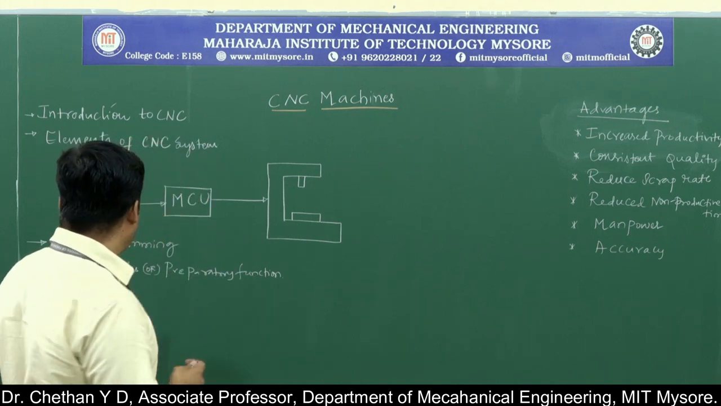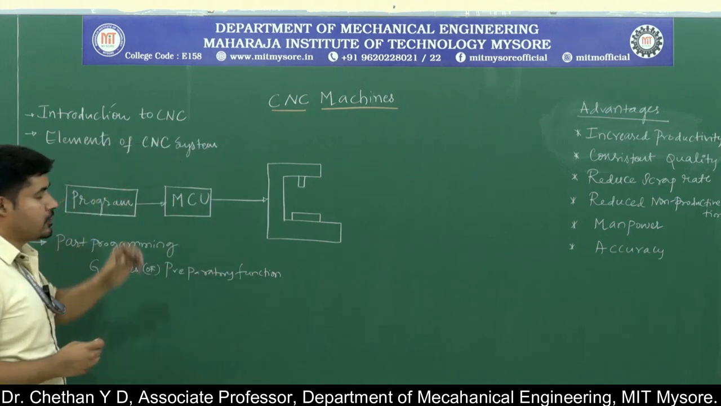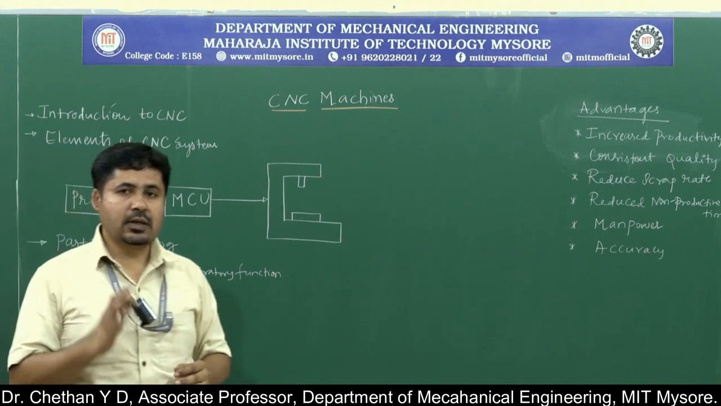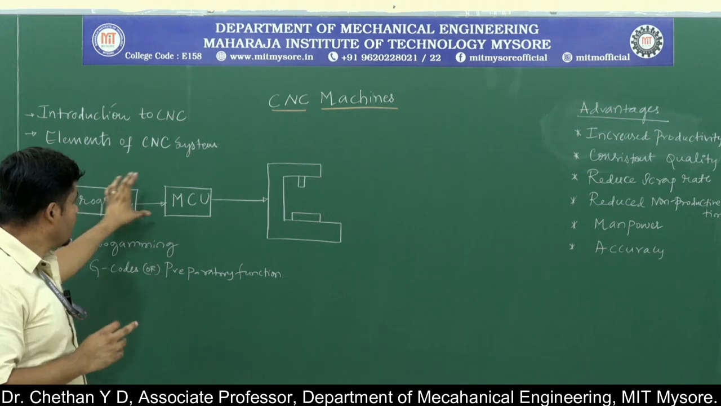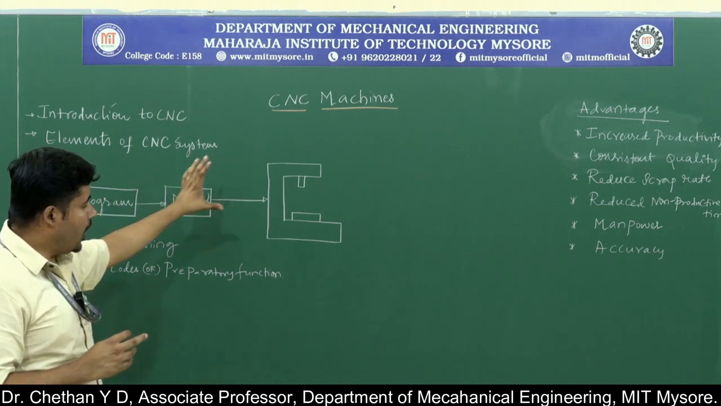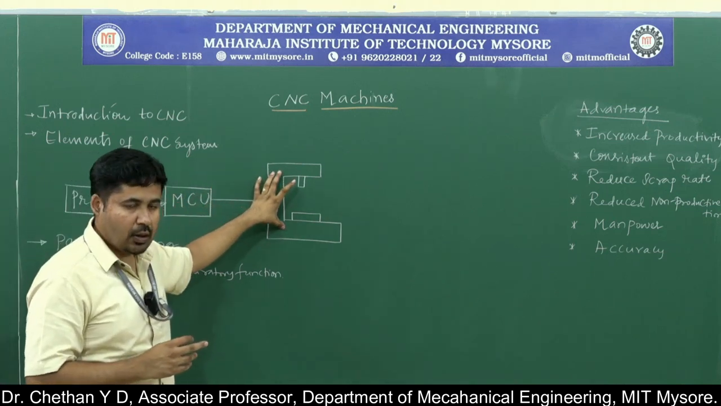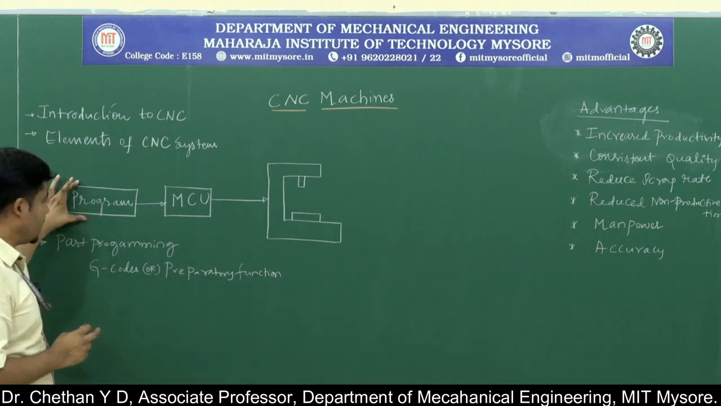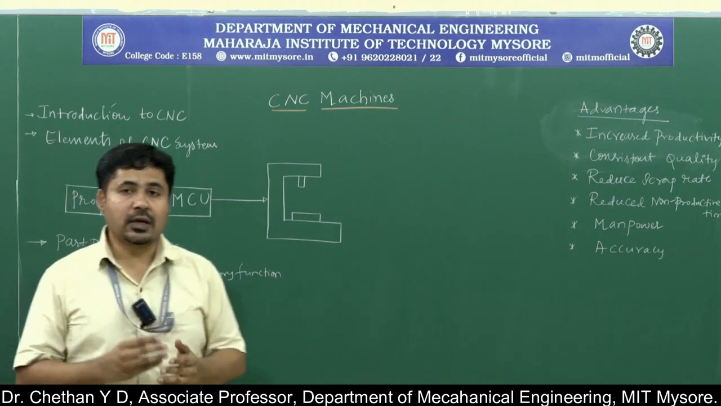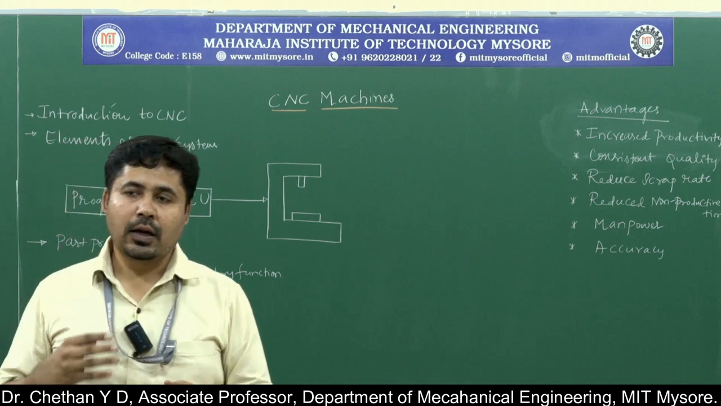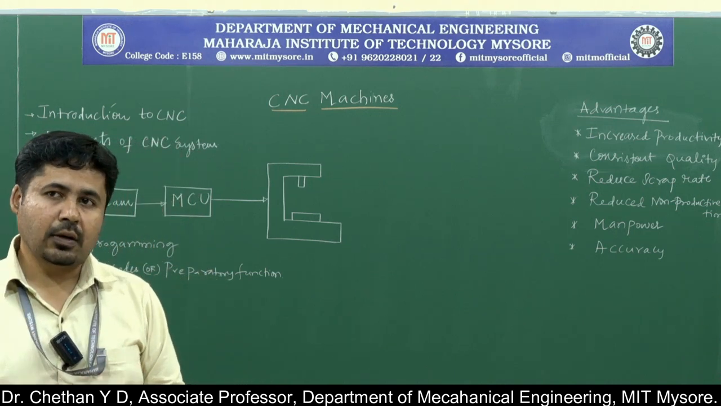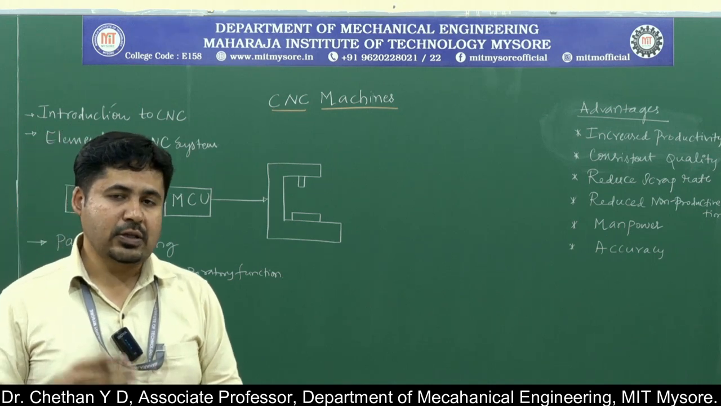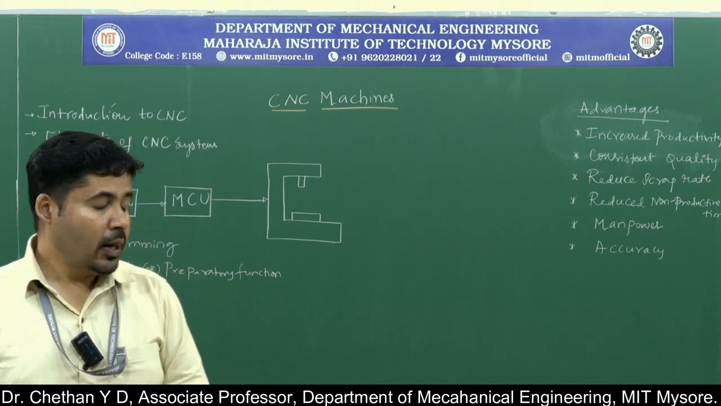Then the next one is the elements of a CNC system. The CNC system has three different components. The first one is programming, the second one is the machine control unit, and the third one is the processing unit. The first part, programming, is all about giving the set of instructions. It comprises alphanumerical codes, and that particular code is meant for execution of that particular process.